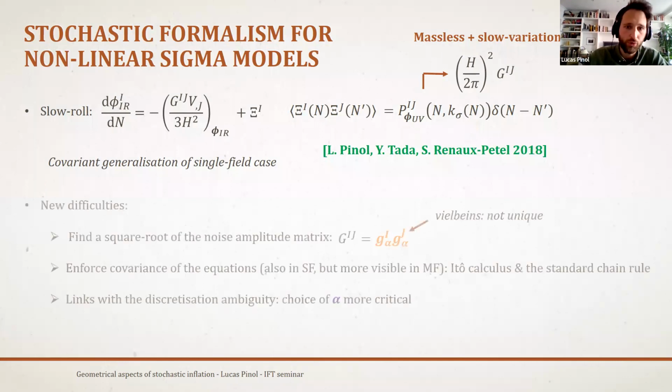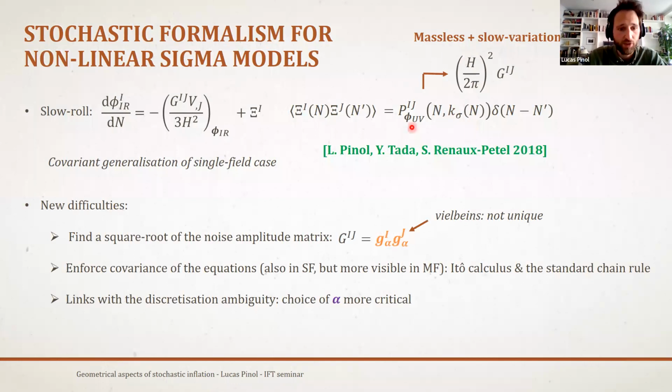So now I want to stress a few difficulties. Let me tell you first that we also have some analytical approximations when the scalar fields are massless. You can have some approximation for these cross power spectra, and they are actually proportional to the field space metric G_ij. This is something that is not completely trivial, but that we were also able to show.